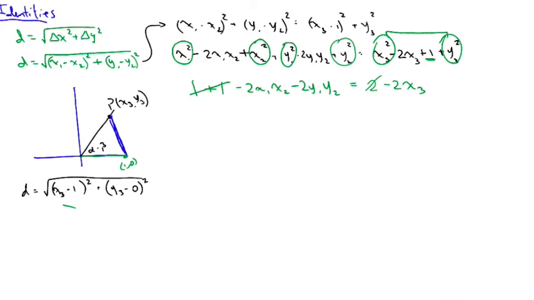You can factor that out, can't you? I can divide it out. Divide both sides by negative 2. So if I divide by negative 2, I get x1, x2 plus y1, y2 is equal to x3. Okay. All right. So now what?